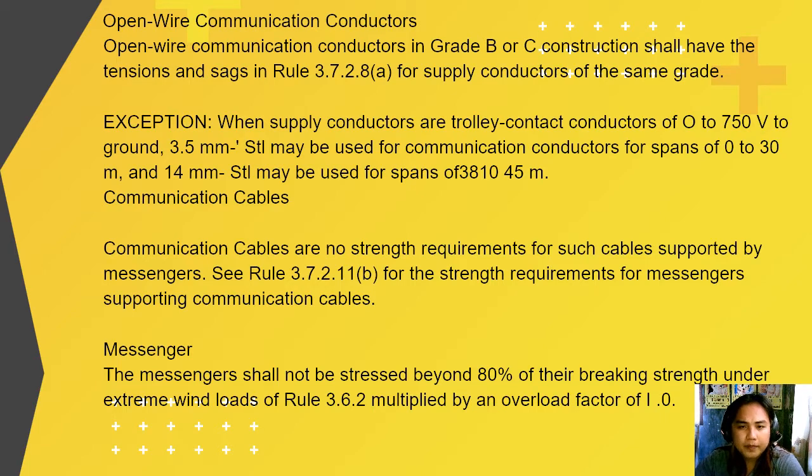45 meters. Communication cables: there are no strength requirements for such cables supported by messenger. So you can see this in Rule 3.7.2.11. For the strength requirements for messengers supporting communication cables, the messenger shall not be stressed beyond 80% of their breaking strength under extreme wind loads of Rule 3.6.2, multiplied by an overload factor of 1.6.